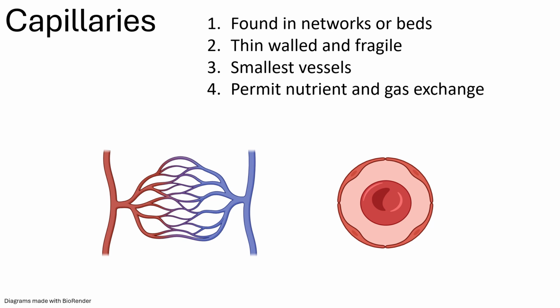Capillaries are the smallest of the vessels, and capillaries operate in networks or beds, right? They don't act alone. They're very thin walled, very fragile, and they only have a tunica interna. There is no tunica media, there is no tunica externa. This thinness allows them to permit nutrient and gas exchange through them. So they're thin enough, there's a small enough distance to allow exchange.